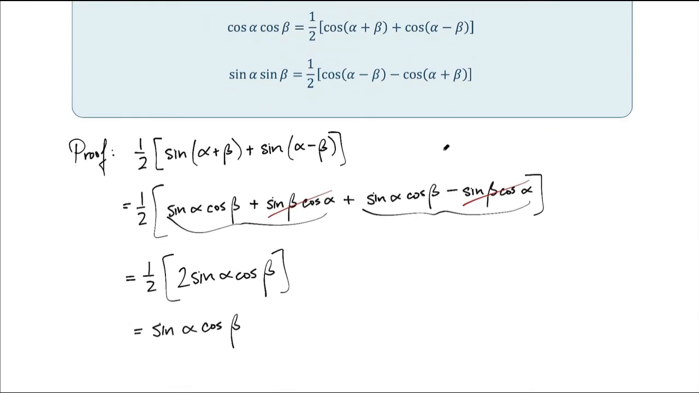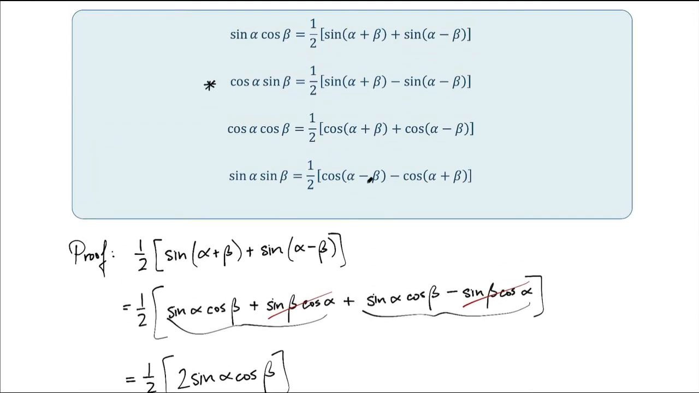Okay, so these other ones are proven in the exact same way. You use the sum and difference identities, and everything just works out nicely to be these things here. So what's really nice about these is that if you don't remember what the identity is, you can come up with them on your own if you just start adding and subtracting the sine and cosine sum and difference identities. In fact, that's what I do.